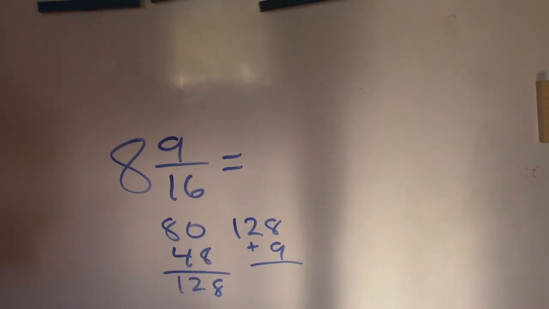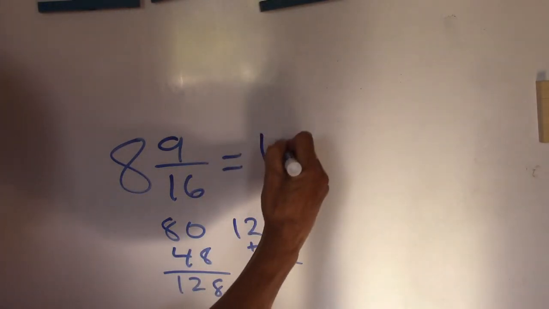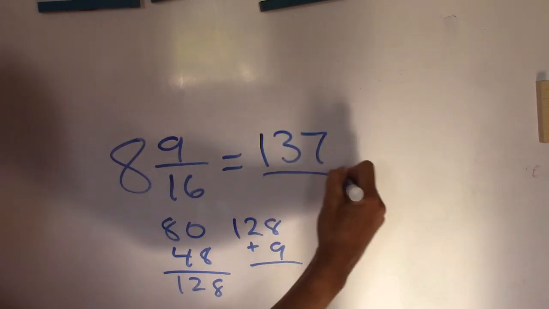128 plus 9, you're right, 9 and 8 is 17, but that's not the right answer. Oh, I actually have to say the answer? Yep, of course. What's 128 plus 9? 137. 137. And we're counting by 16ths.